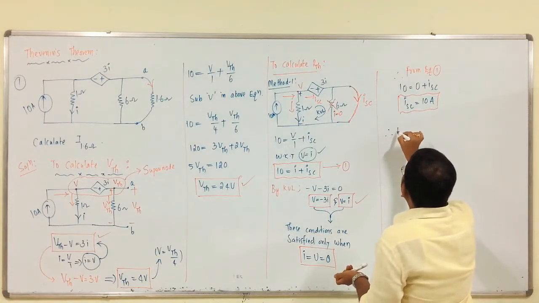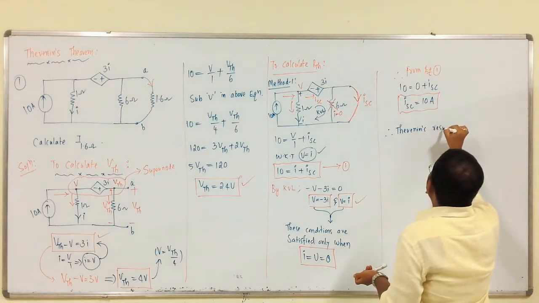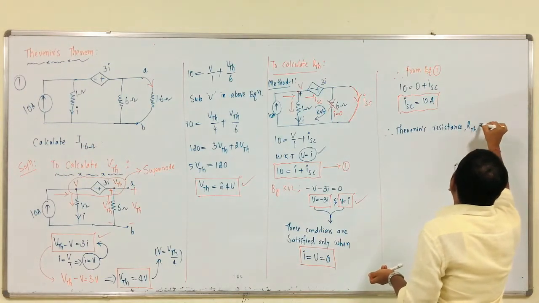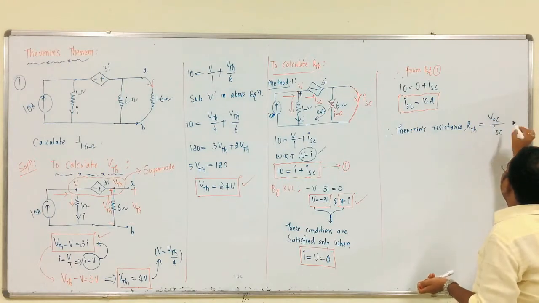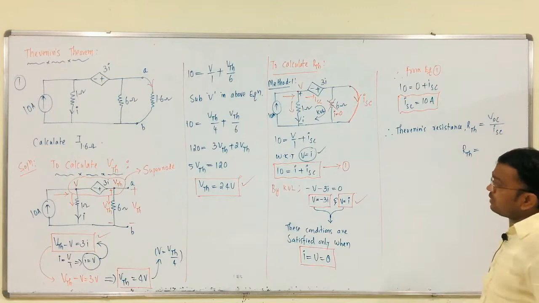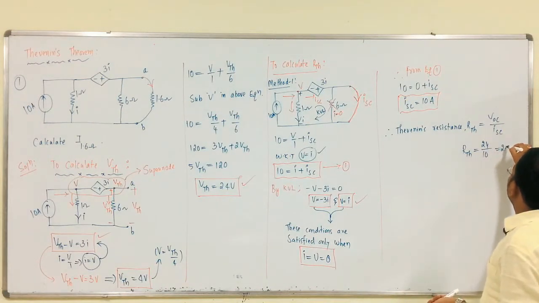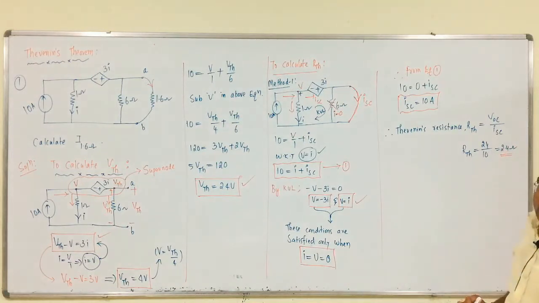Therefore, Thevenin's resistance RTH is equal to what? VOC by ISC. Therefore, RTH is equal to, what is the value of VOC? 24 by 10, which is equal to 2.4 ohms.